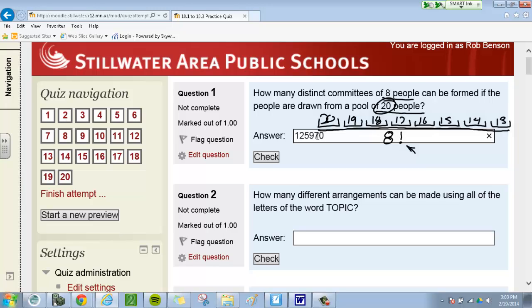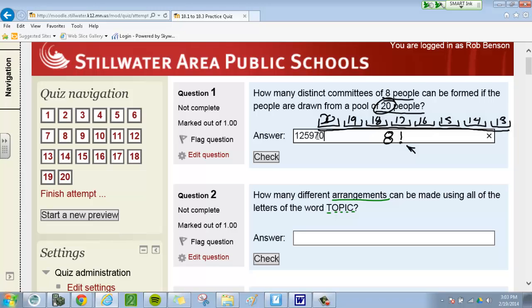Moving on. Okay, how many different arrangements can be made using all of the letters in the word topic? Just topic. Okay, so we want to arrange it. It's a permutation because it's an arrangement. How many ways can you arrange it? The first thing you want to ask yourself is, are there any duplicates that we have to divide out? Well, there's only 1 T, 1 O, 1 P, 1 I, and 1 C. So you just figure out how many letters there are. 1, 2, 3, 4, 5.